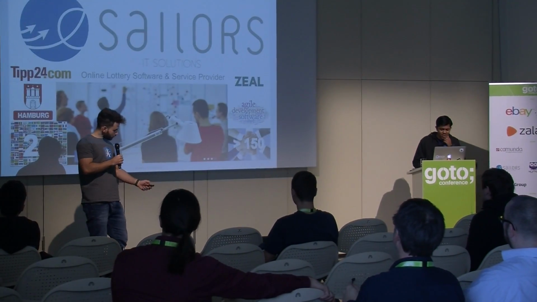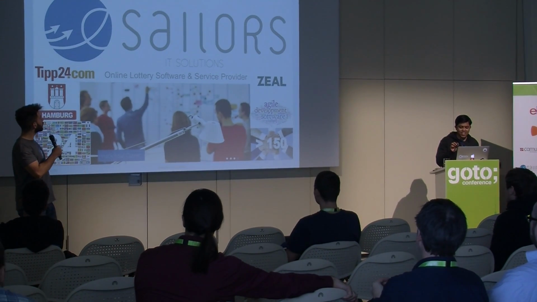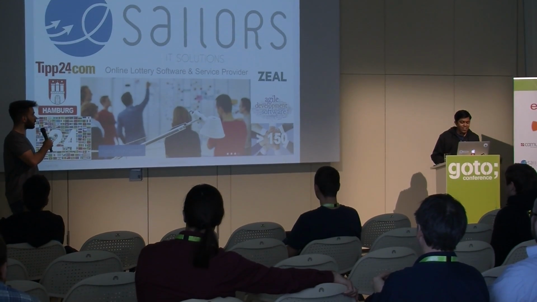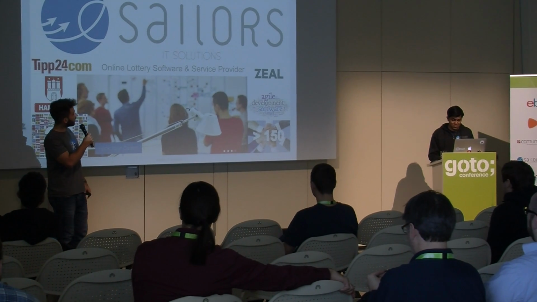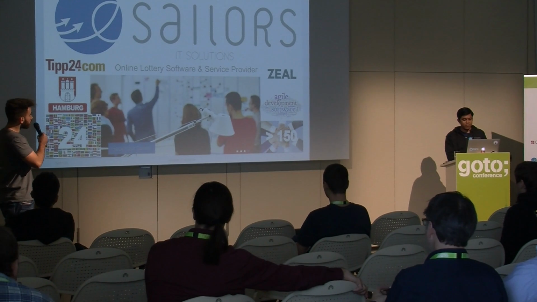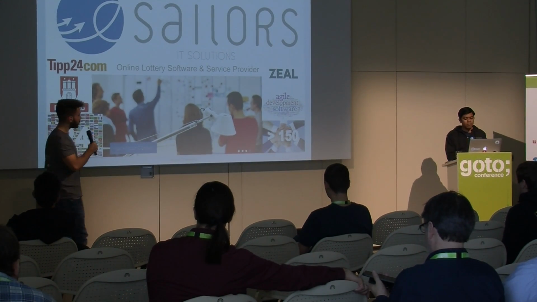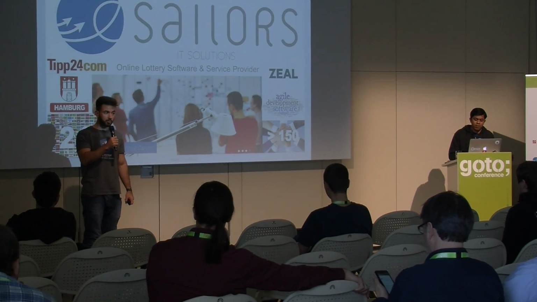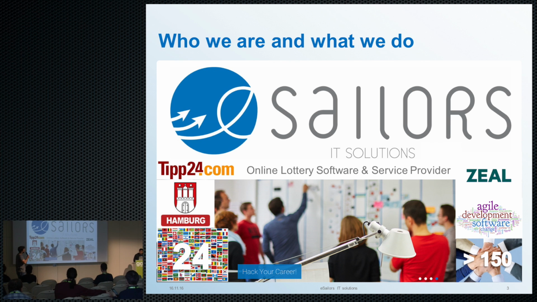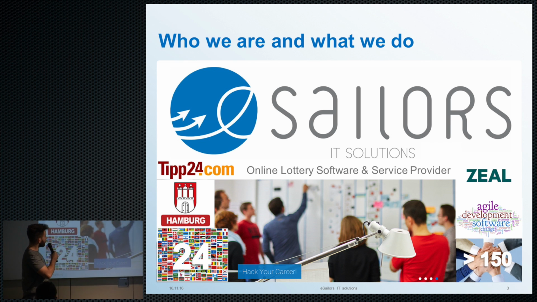As you may have already noticed, our English accents are different, but we both work for eSailors. eSailors is an IT company based in Hamburg, which provides online lottery software and services. We work together with more than 150 colleagues, divided into cross-functional product teams. eSailors is part of the ZIL network, where more than 24 nationalities are employed.